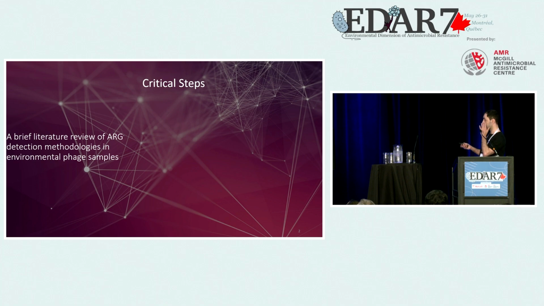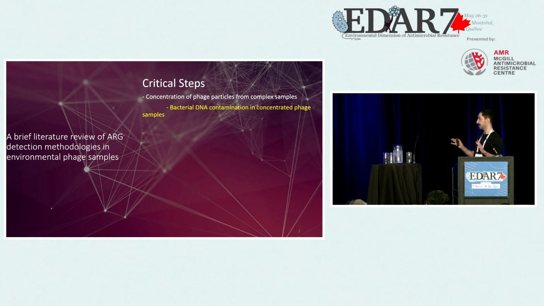I just want to briefly talk about what is happening here, and about the critical steps in identifying and assessing antibiotic-resistant genes in phages from environmental samples. One of the most critical steps, I think, is the concentration of phage particles from very complex environmental samples. Those samples are very dirty, and we are still improving our methodologies to separate phages from the rest of the organisms in the samples. The other thing is the detection methods. One of them is qPCR, which gives us an absolute quantification, and the other is metagenomics, which will give us more information about what's going on there.